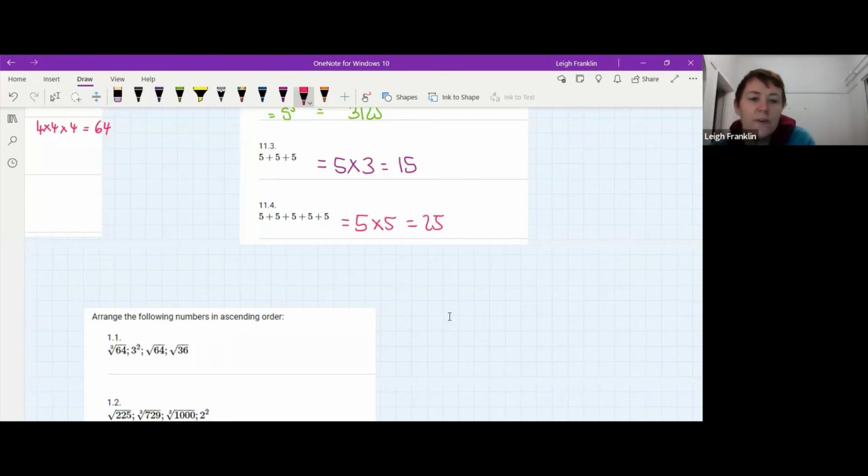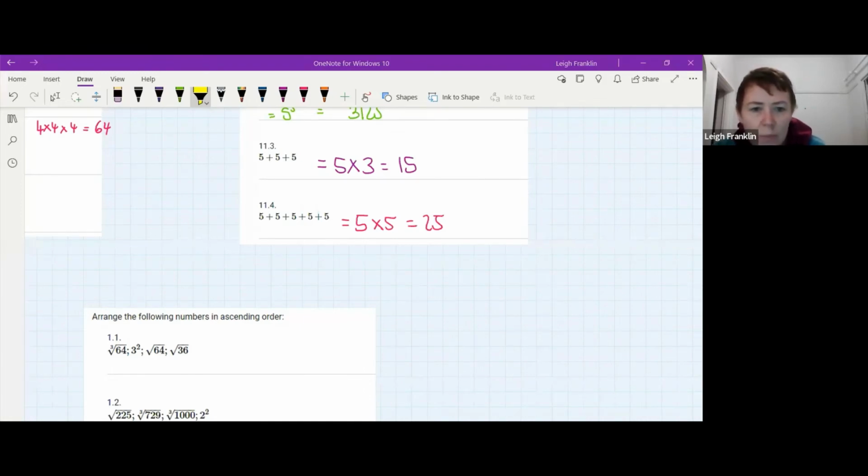Absolutely. So very, very important, grade 7s. When we are working with these sorts of questions, we need to make sure that we look at the operations carefully, because adding 5 to itself 5 times is not the same as multiplying 5 by itself 5 times. We have to read before we answer the question.